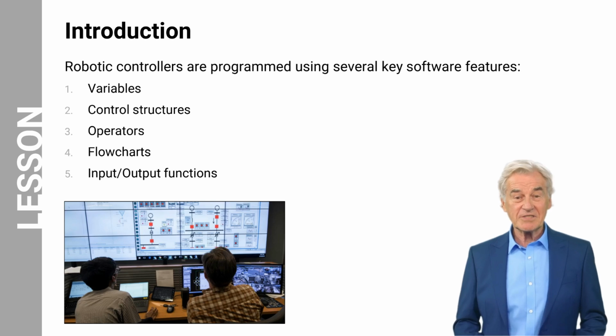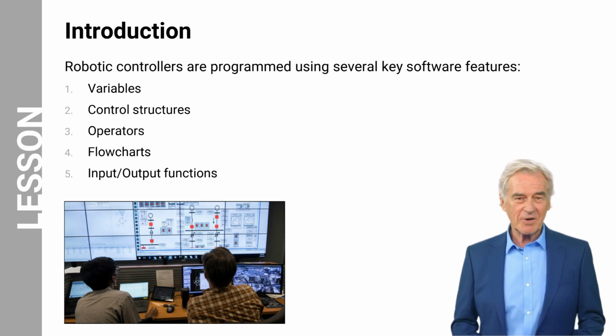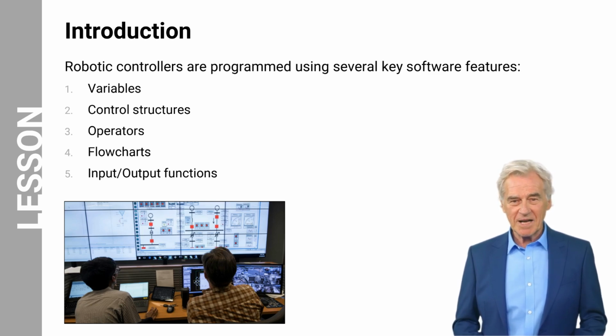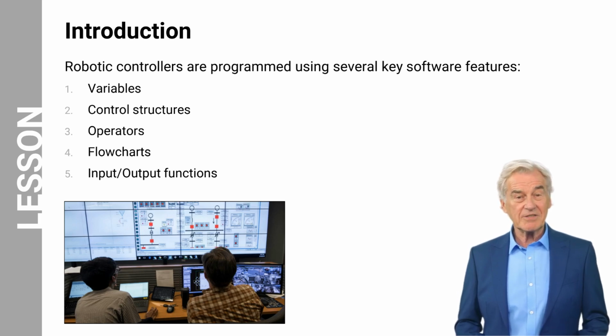To start off, let's look at the key software features that enable effective robot programming and control. Robotic controllers are programmed using several key software features such as variables, control structures, operators, flowcharts, and input-output functions. We will discuss each of these components in detail to understand how they work together in robotic control programming.